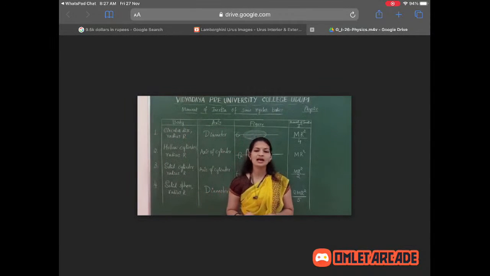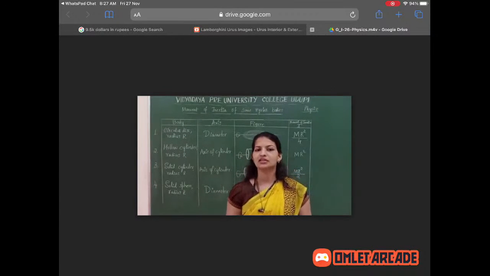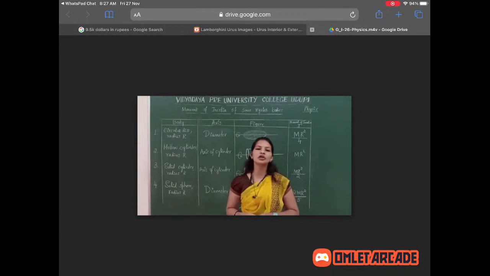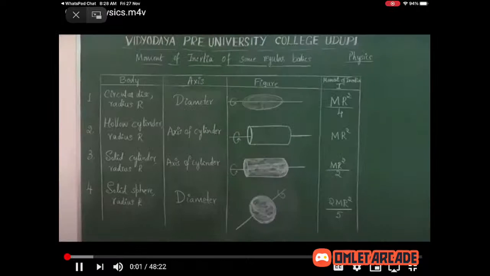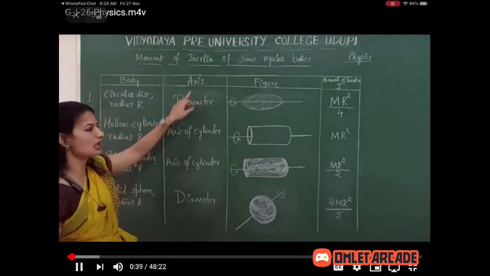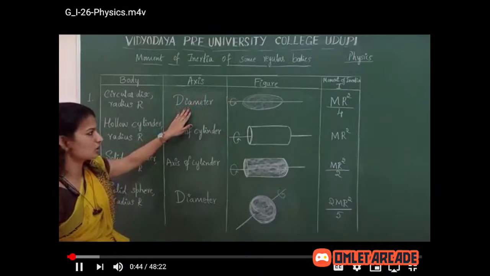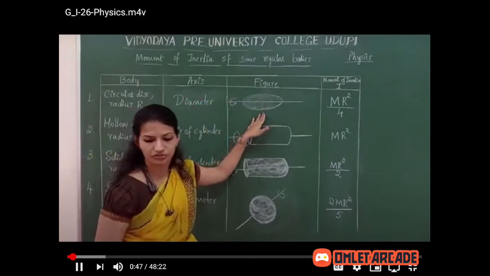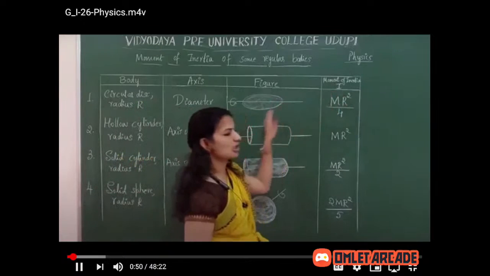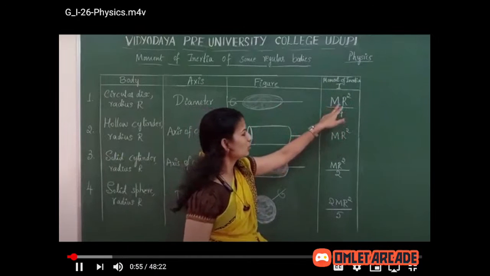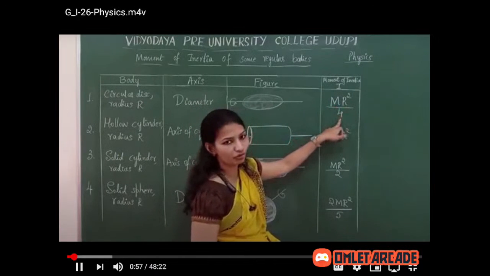Hello students, in the last class we have studied inertia and moment of inertia, right? And I mentioned this moment of inertia is of radius r and the axis of rotation is along the diameter. See, this is how the figure is. And the moment of inertia in this case is mr square by 4.